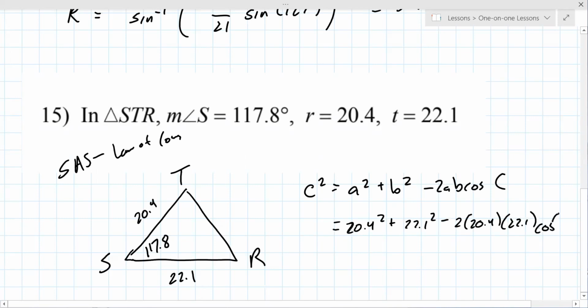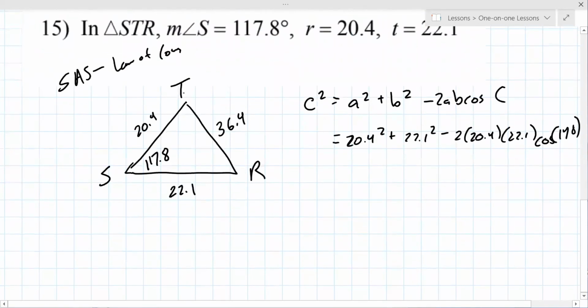I get 36.4 at the end. You took a square root of all that as well? Yes. So you said this side is 36.4. Great. So now we can find either angle T or angle R. What you need for law of sines is a side and an angle across from the side. So we have that here. Now let's just pick, I'm just going to find R.